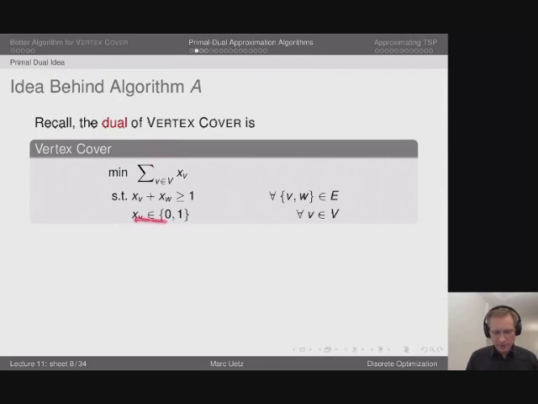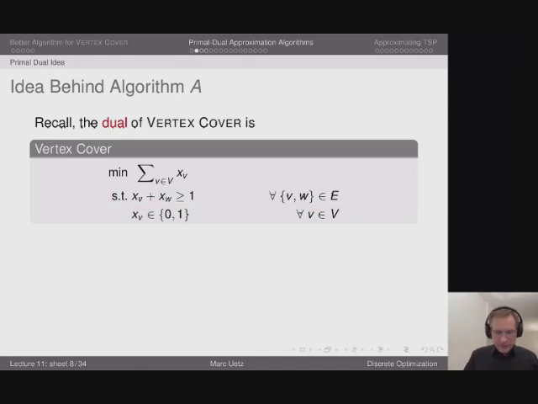So we have 0, 1 variables xv for selecting or non-selecting the vertex v. We minimize the total number of selected vertices, and the only constraints are that for each of the edges, right, for each of the edges we have to select at least one of the two incident vertices.